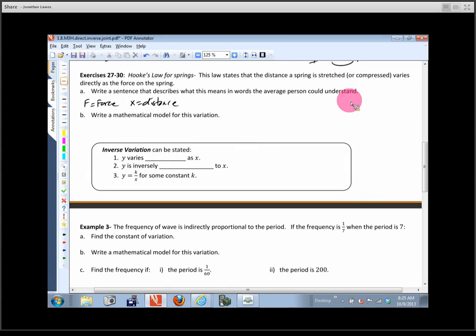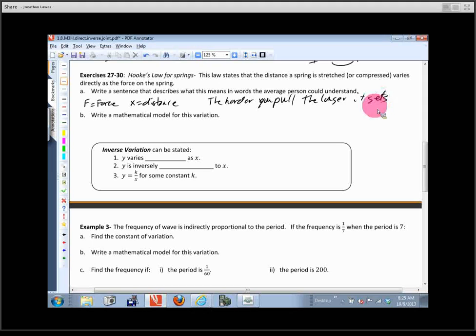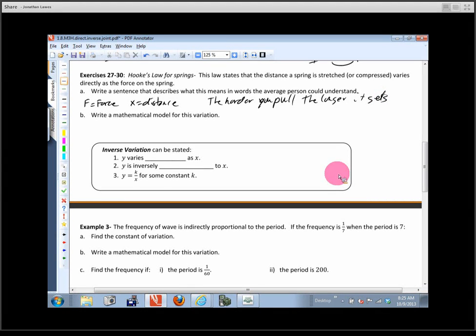Brandon. Okay, say that again. The harder you pull, so if we're pulling, the longer it gets, and vice versa, right? If we were pushing, the shorter it would get. Anybody else? Or are they all some variation of that? Pretty close, right? That would make sense to most people.